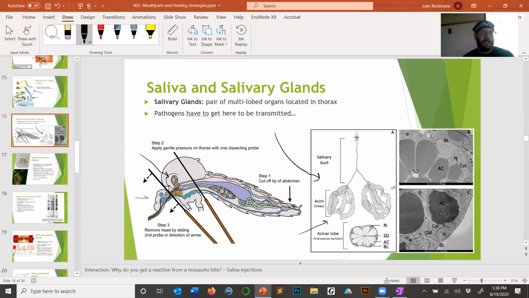Yeah, the salivary glands, because they indicate that the disease is actually transmittable. It's not just in the gut. It's actually transmittable because it's in the salivary glands, it's being spit out. So this is a common thing you'll see when you start reading mosquito literature. And I show the salivary glands.